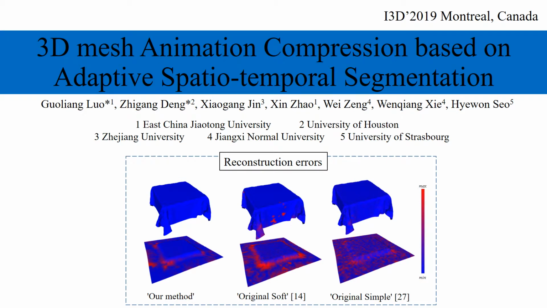With the recent advancements of data acquisition techniques, the compression of various 3D animation data has become an important topic in the computer graphics community. In this paper, we present an adaptive spatio-temporal segmentation-based technique for the compression of 3D animations.